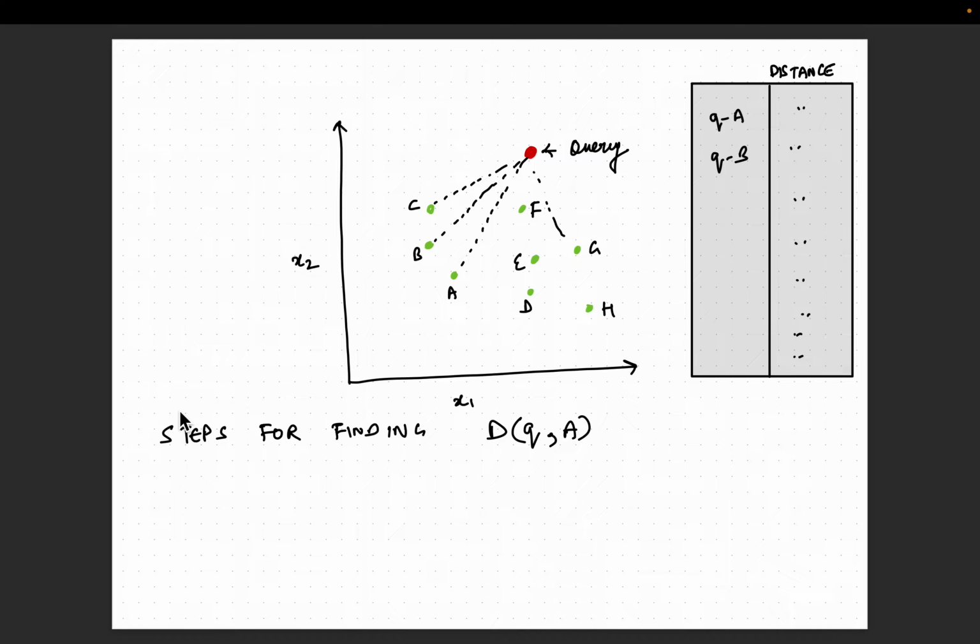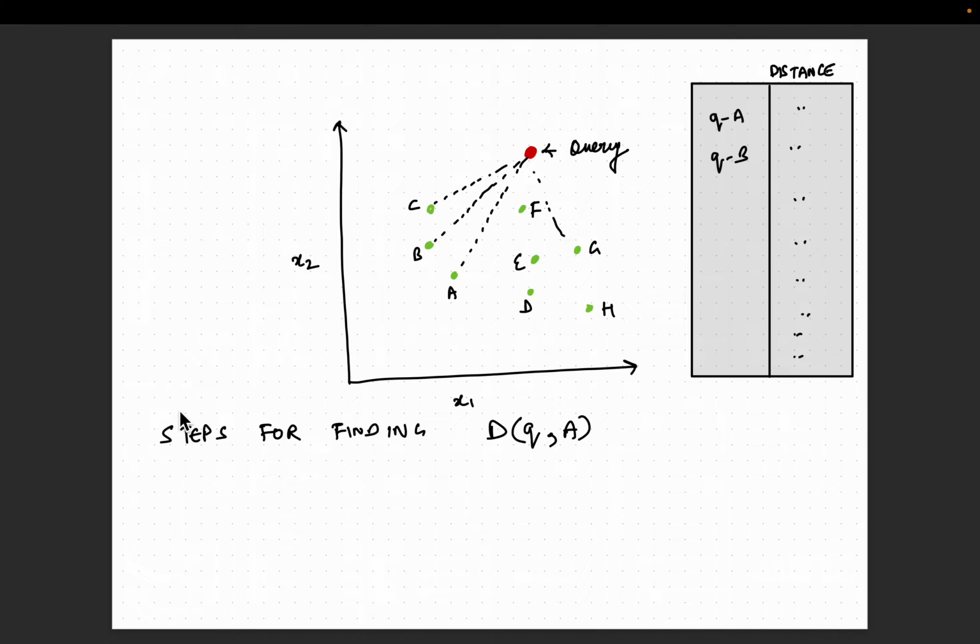So if we have to write down the steps for finding the distance between a query point Q and any point A in the training set, what would these steps look like? I'm trying to find out the Euclidean distance between two vectors which are d-dimensional vectors.